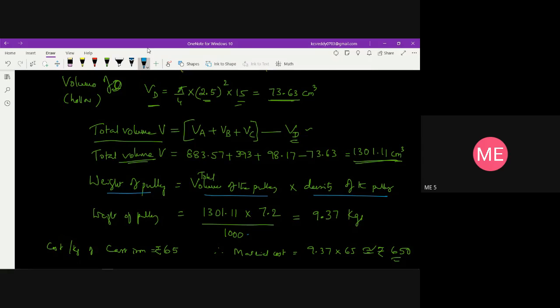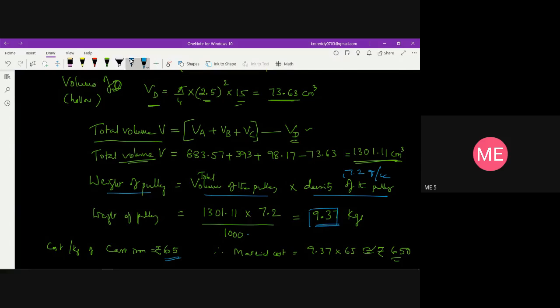So density is given as 7.2 grams per cc. If I take it in terms of grams and divide by 1000, I will be getting it in terms of kg. So 9.37 kgs. This is the total weight of the component, 9.37 kg. We have been given that the cost per kg is 65 rupees.